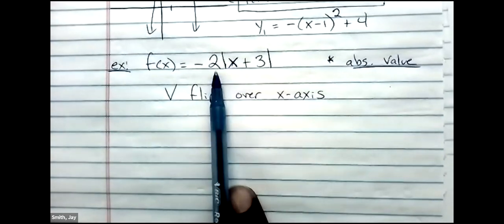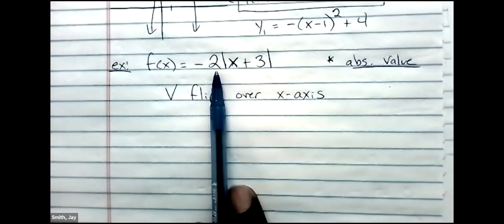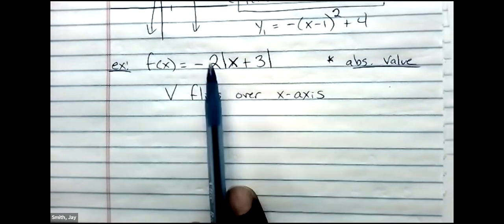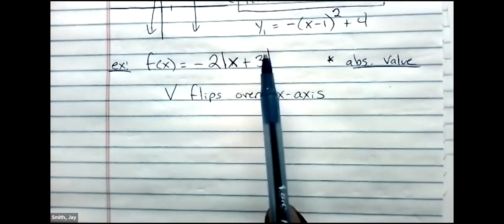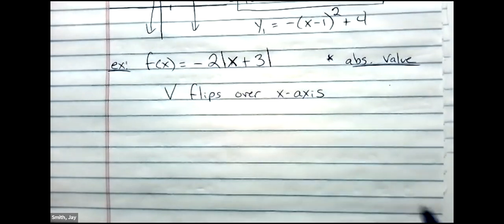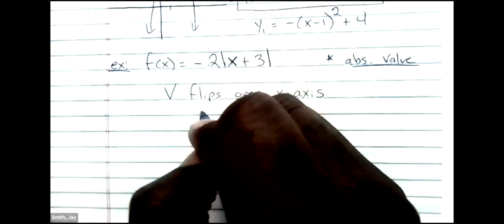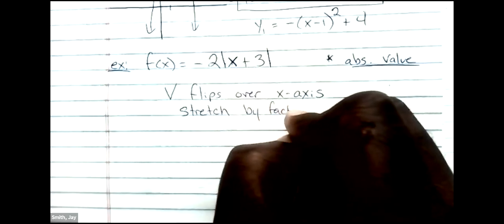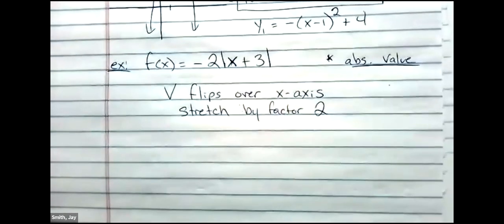We also have a number in front multiplying the parent graph by 2. So this is going to affect our stretching and our shrinking, keeping in mind that if it's a whole number greater than 1, then it's going to stretch by a factor, in this case of 2. Where if it was a fraction, let's say if it had been 1/2, it would shrink by a factor of 1/2. But because this is a whole number, it's going to stretch by a factor of 2. Our overall graph should look skinnier.